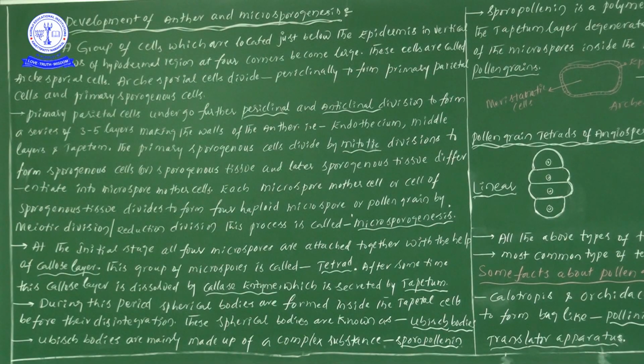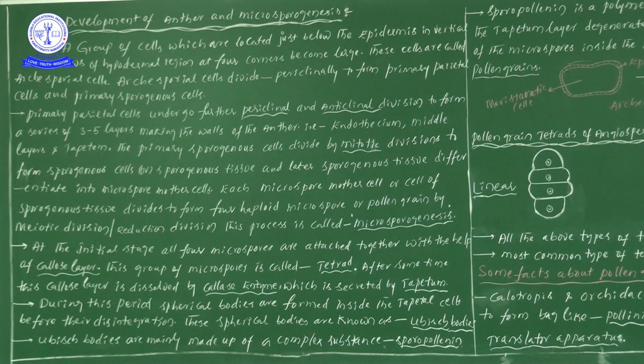Students, now in this video we are discussing development of anther and microsporogenesis. First of all, let us see the development of anther, how this particular anther development process takes place. After completion of development of anther, we will study the formation of microspores by the process of microsporogenesis. Now let us see one by one.